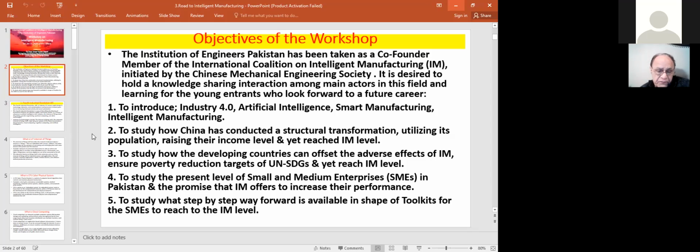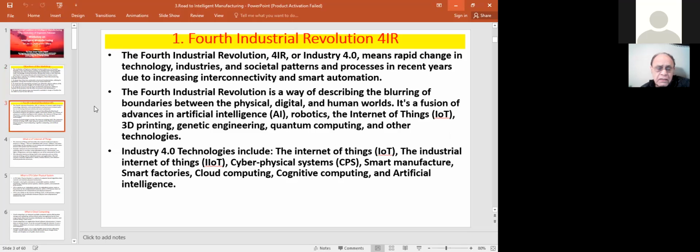And number five, we will see what step-by-step process is there. If any manufacturing unit wants to get into intelligent manufacturing practice, what are the steps available? What can they do really? So to start with, let me go to the next slide, and we'll talk about this fourth industrial revolution.